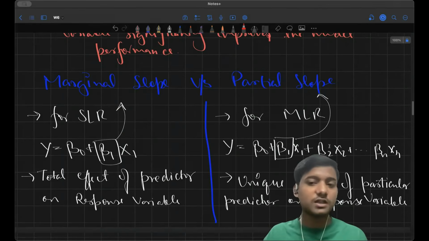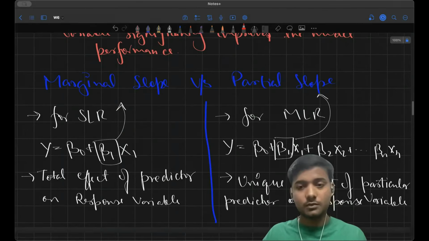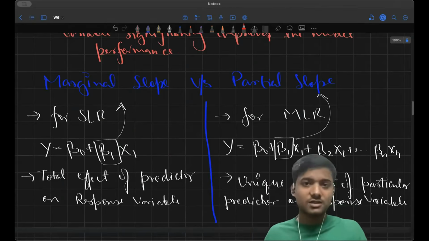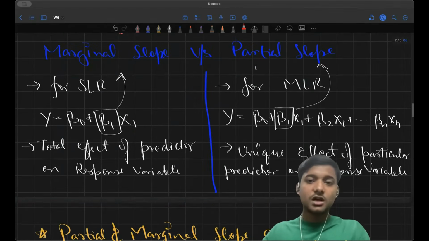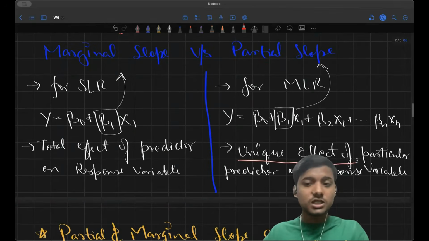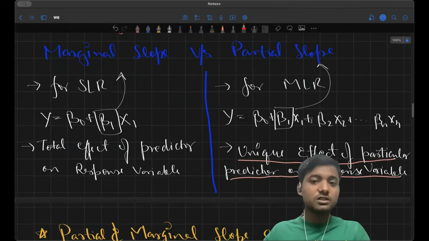Not the total effect of all the variables x1, x2 and all. We are only taking the unique effect of x1. So that is why we say beta 1 is the change in y if I change x1 by 1 unit, assuming all other things are constant, because we do not want the effect of all other variables on y. So partial slope is there for your multiple linear regression, and this is basically the unique effect of a particular predictor on the response variable.